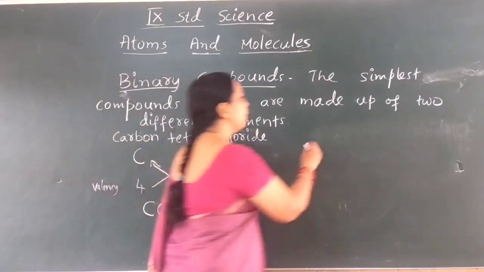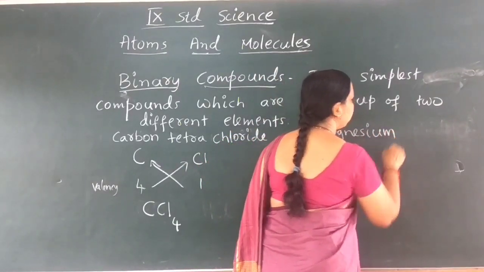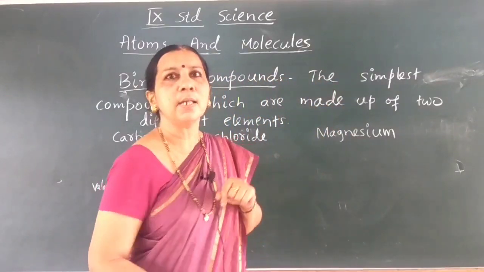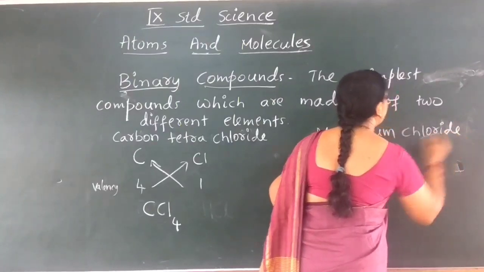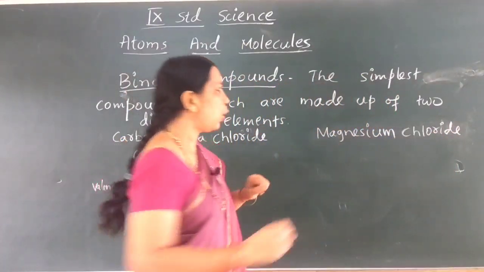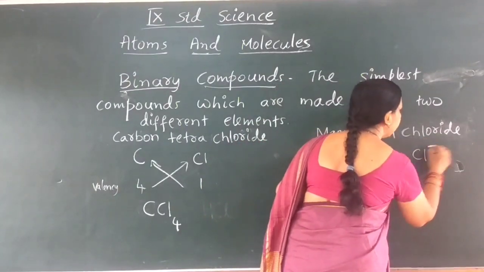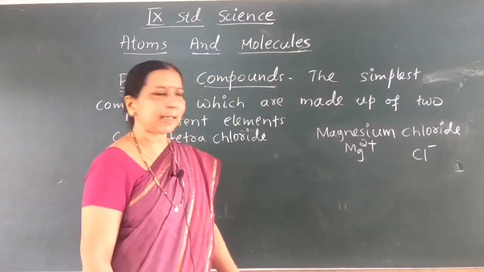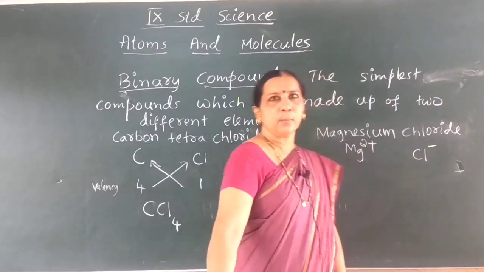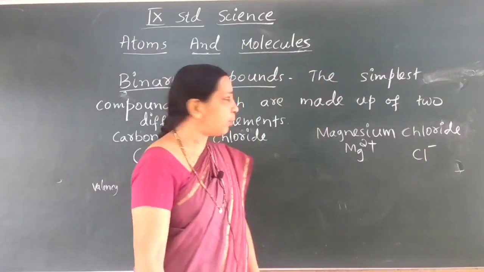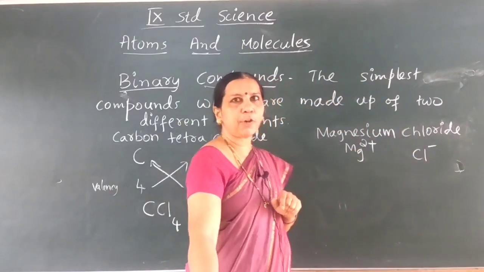Suppose you consider magnesium chloride. Here it is a compound which consists of a metal and a non-metal. Magnesium chloride consists of a cation called Mg2+ and an anion called Cl-. So which is the cation? Mg2+, and the anion is Cl-. But while writing the chemical formula of magnesium chloride, these charges we do not write in the formula.